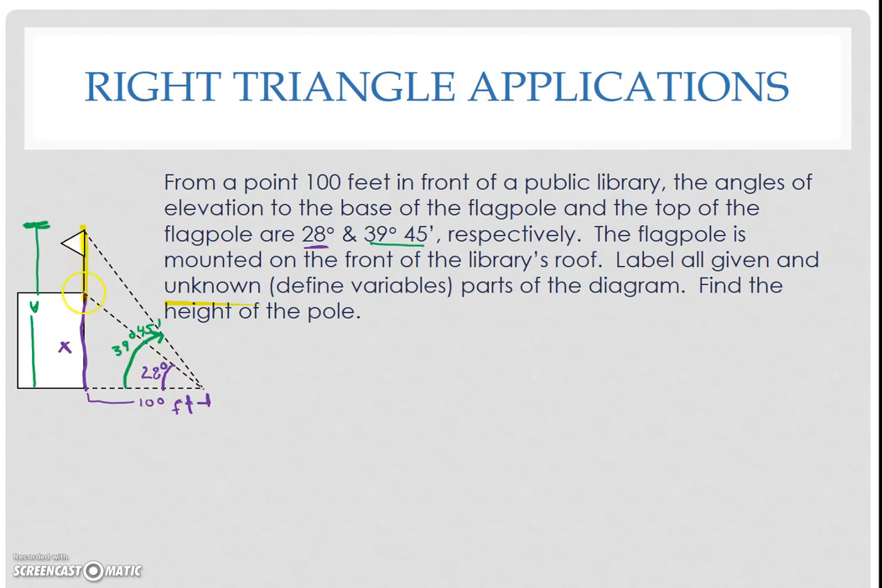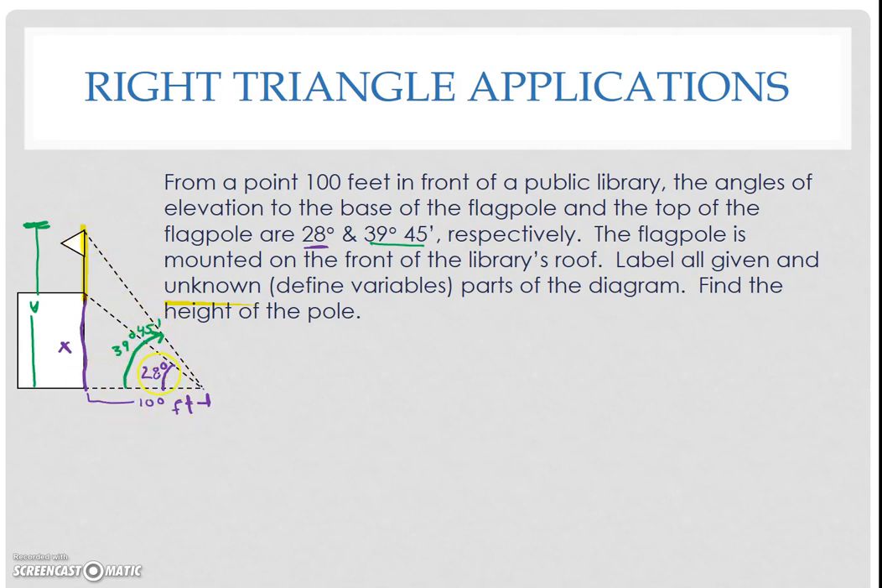So we have our flagpole here highlighted in yellow that sits on the front of the library's roof. So at the base of the flagpole, the angle of elevation is this one going up to this line that goes up to the base. So that's our 28-degree angle of elevation. And the angle of elevation to the top of the flagpole is this 39 degrees, 45-minute one.